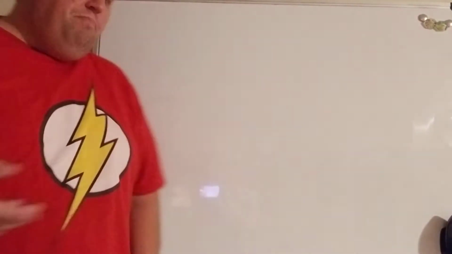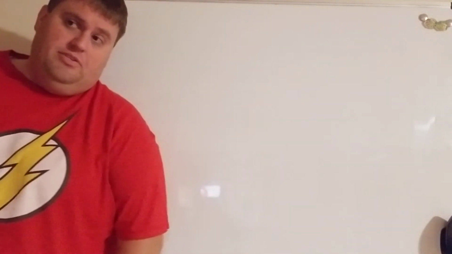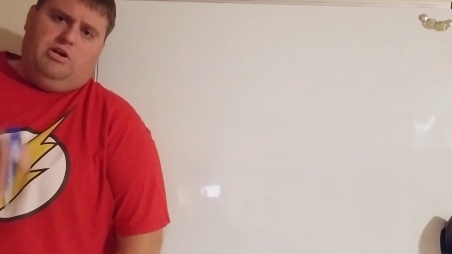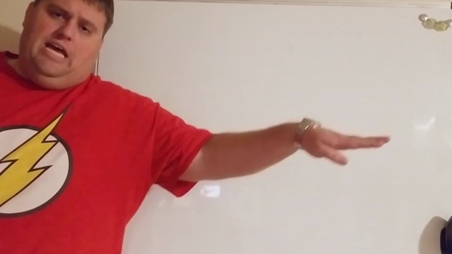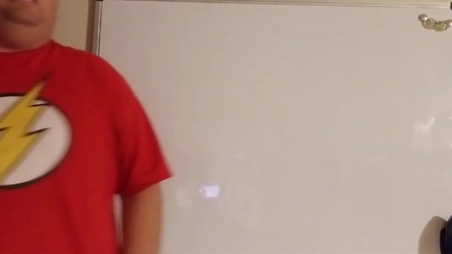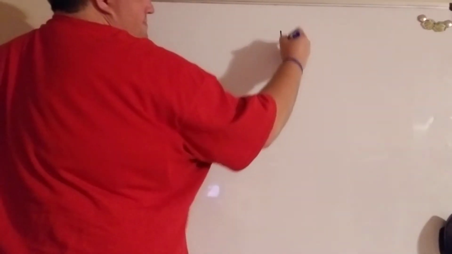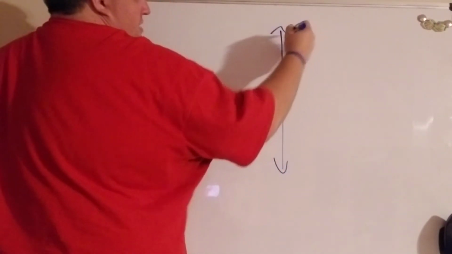So remember, when we talked about y-intercepts, we talked about where it crosses the y-axis, and x-intercepts where it crosses the x-axis. So if you think about those points, so I have this graph, right?